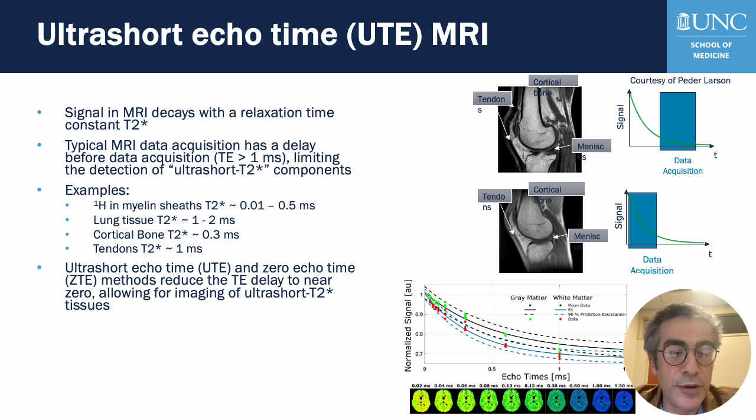Ultra-short echo time or zero echo time methods reduce the acquisition delay to near zero, allowing for imaging of ultra-short T2 components. Illustrated here, the conventional acquisitions acquire the data in the late period of the T2 star decay. However, when you switch the paradigm to zero echo time or ultra-short echo time, you can capture most of the signal that we are losing with the conventional methods. Illustrated here from our myelin imaging method, when we subtract the first echo and second echo, we start to see the signal decay that originates from the white matter and most likely the myelin tissue.